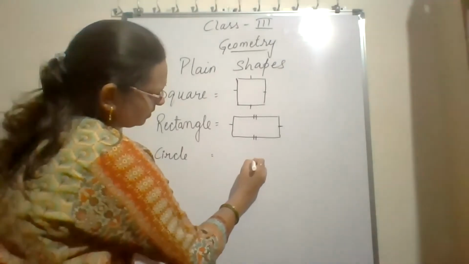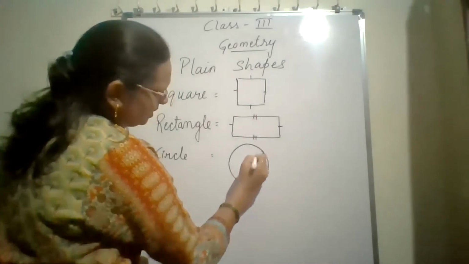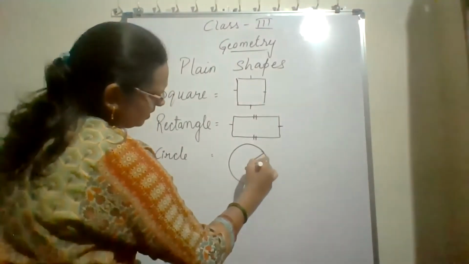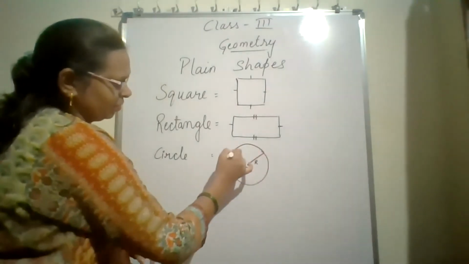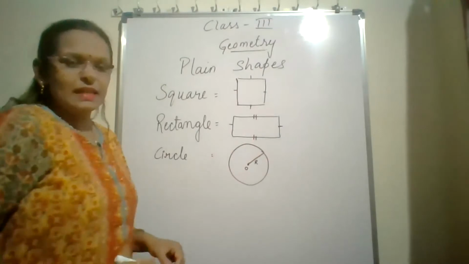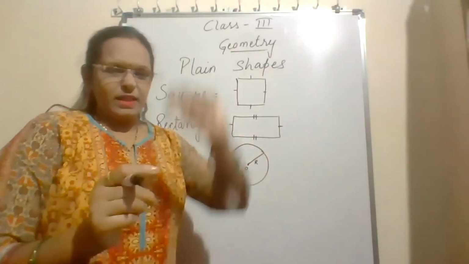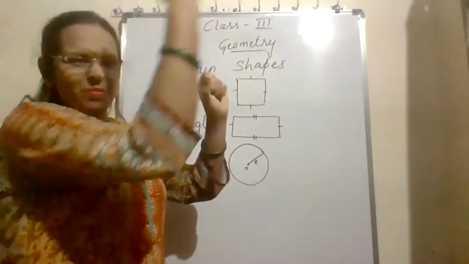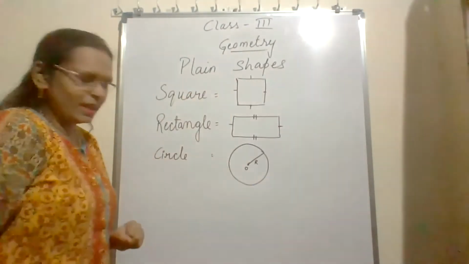From the center, a circle is drawn at equal distance. Means this is the center and this is radius. And this distance is the same throughout the circle. Just like you tie a thread, hold it and then rotate a ball around it. So the ball will form a circle with a fixed point. So it is the same.